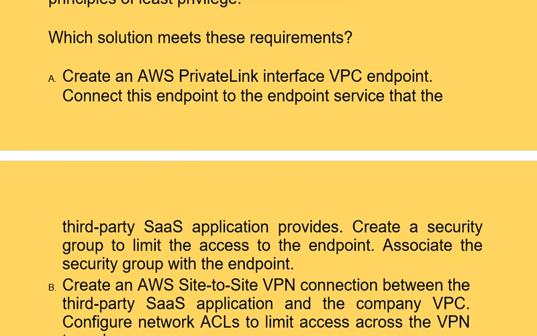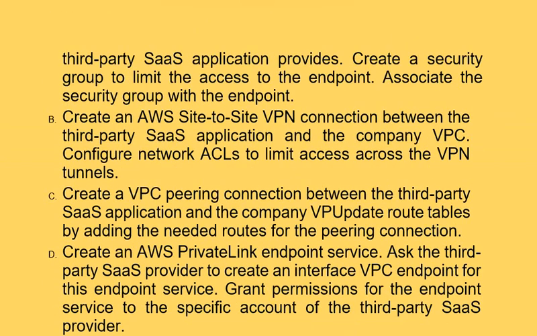Option A. Create an AWS PrivateLink interface VPC endpoint. Connect this endpoint to the endpoint service that the third-party SaaS application provides. Create a security group to limit the access to the endpoint. Associate the security group with the endpoint. Option B. Create an AWS Site-to-Site VPN connection between the third-party SaaS application and the company VPC. Configure network ACLs to limit access across the VPN tunnels.